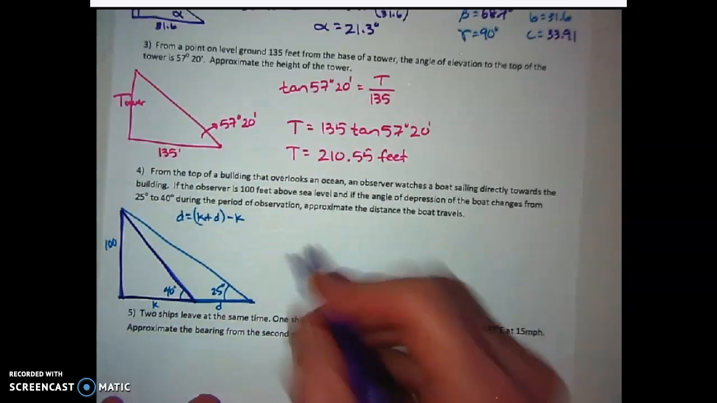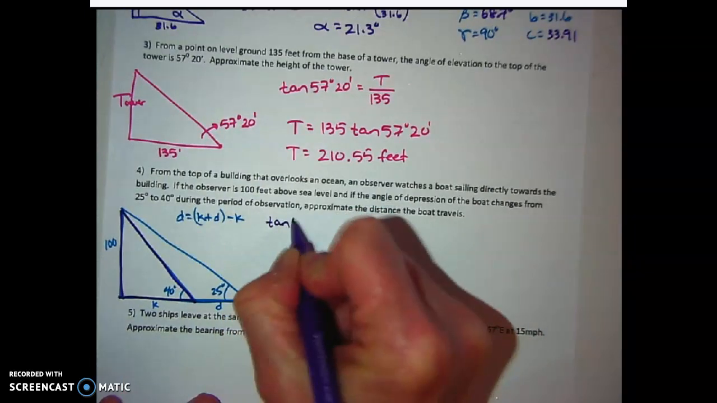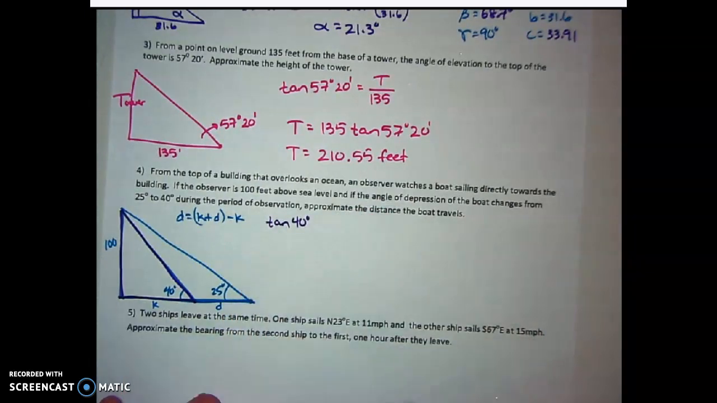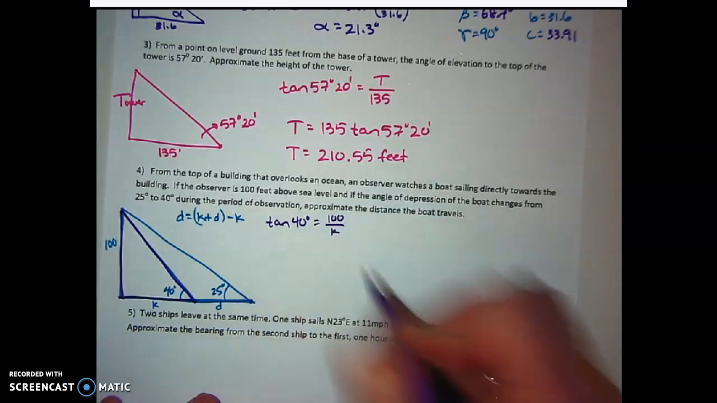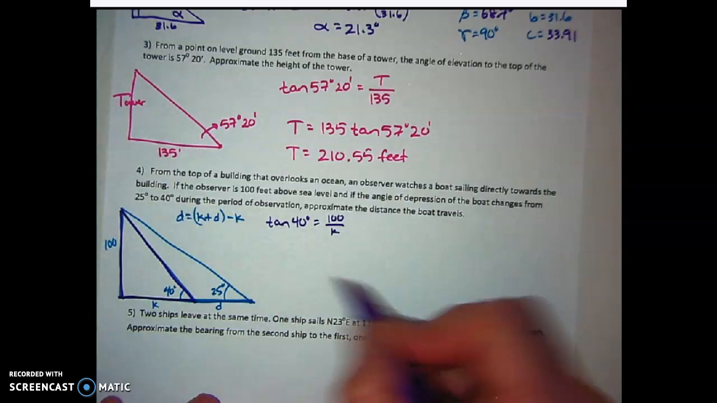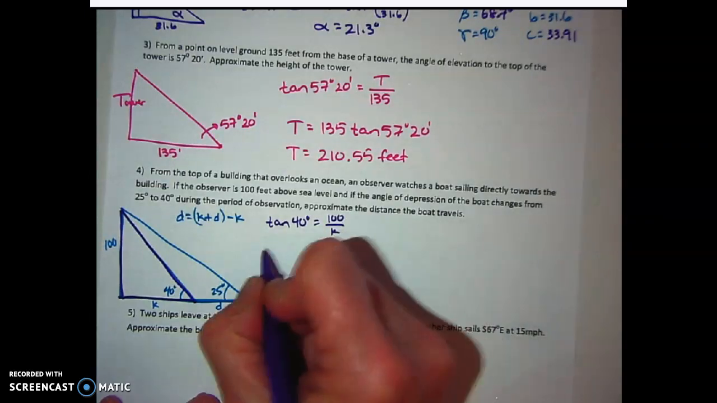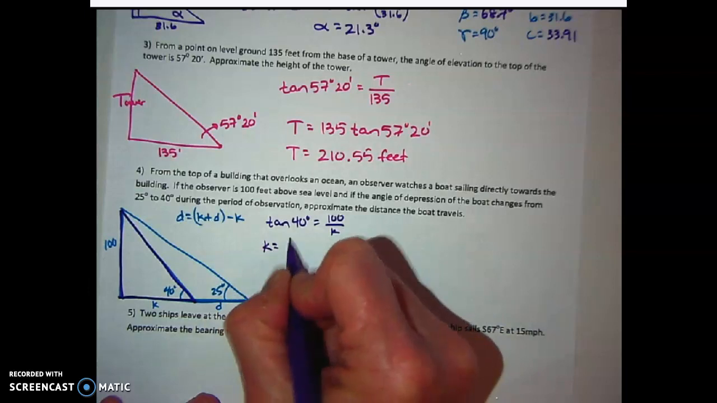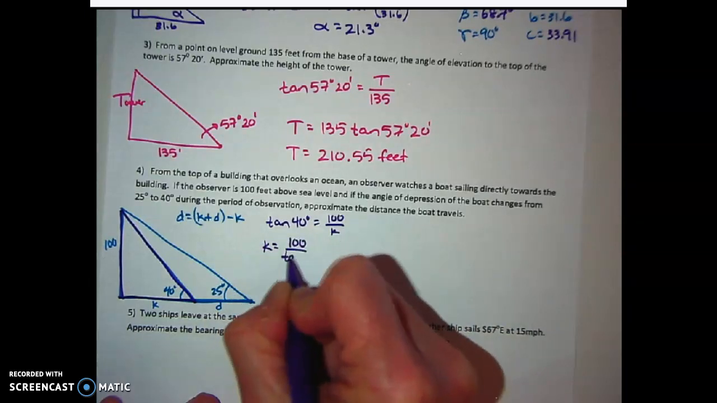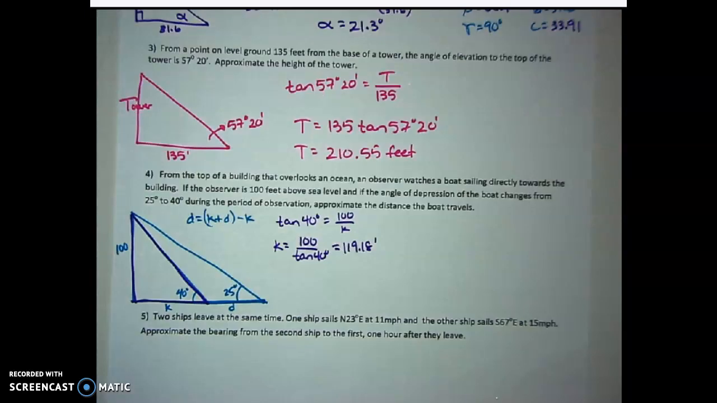So again, I have the tangent of 40 degrees, because I have the opposite and the adjacent, equals 100 over K. Multiplying both sides by K and then dividing by the tangent of 40, I get that K equals 100 divided by the tangent of 40 degrees. And then putting that into your handy-dandy calculator, you get that K is 119.18 feet.